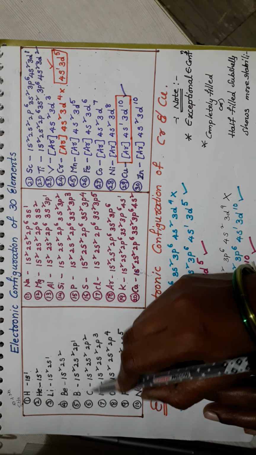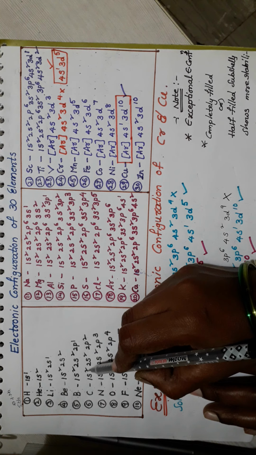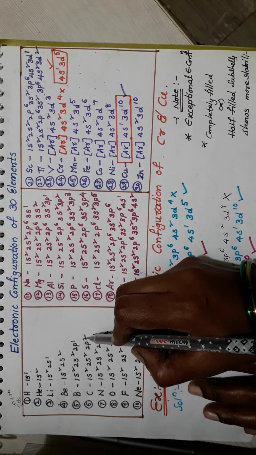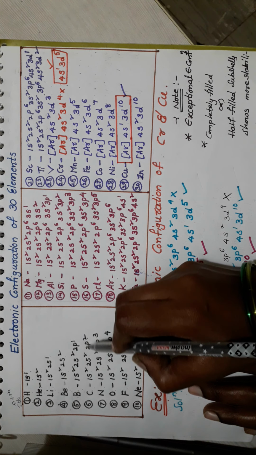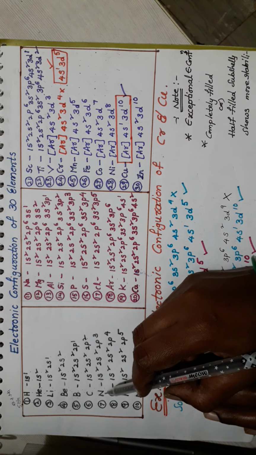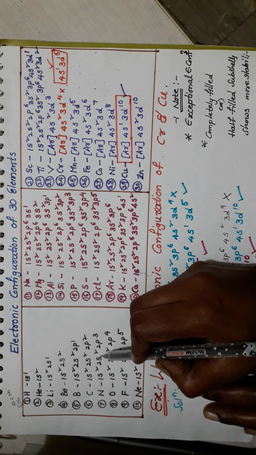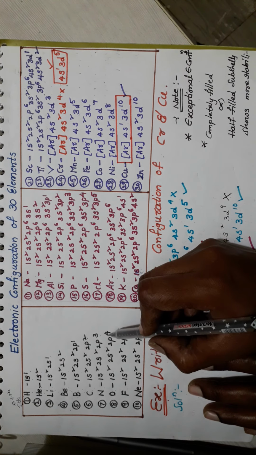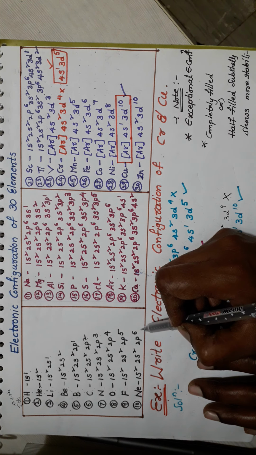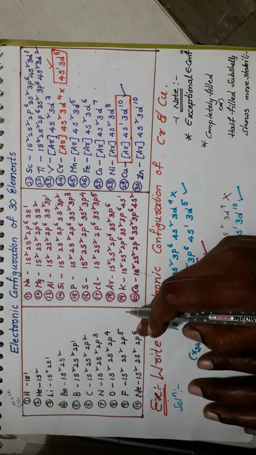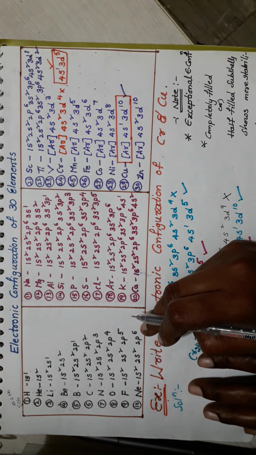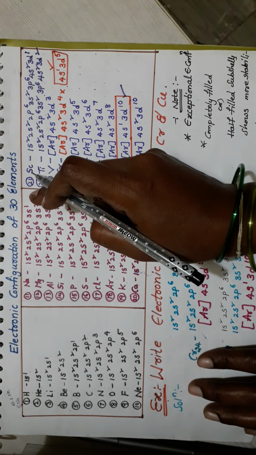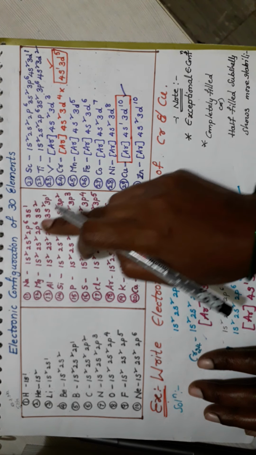Carbon, 6, 1s2 2s2 2p2. Here 2 electrons, 2 plus 2 is 4, 4 plus 2 is 6. So this is the electronic configuration. Next, nitrogen, atomic number 7, 1s2 2s2 2p3. Oxygen, 1s2 2s2 2p4. Here one number is increasing, so we can write the electronic configuration easily. Next, sodium, 1s2 2s2 2p6 3s1. This is the same pattern.